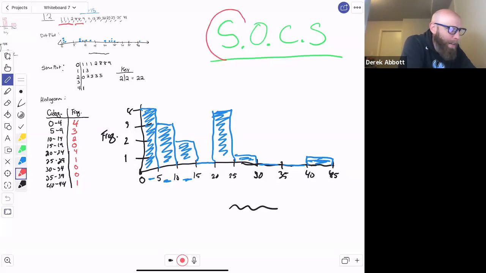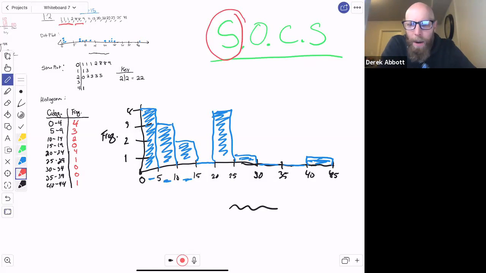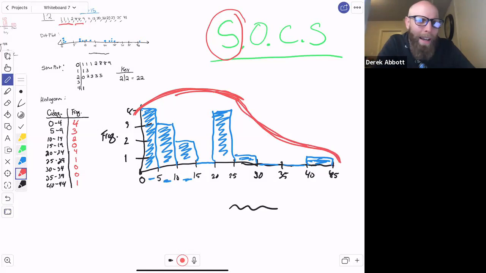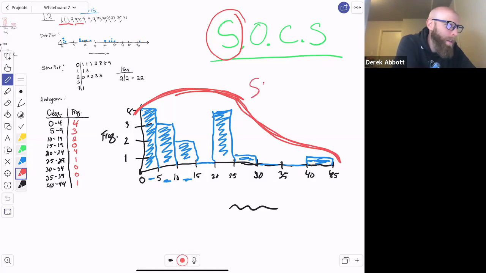So let's talk about S. That's shape. Shape, we said there's only 3 that you're going to use. It's either symmetrical in shape or it's skewed. And it's going to be either skewed right or skewed left. So on this one, since most of my data is right here, but then it trails off to the right, we're going to call this skew right.